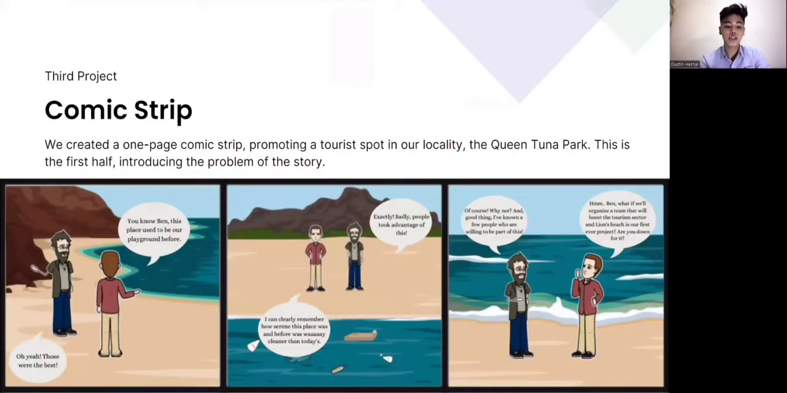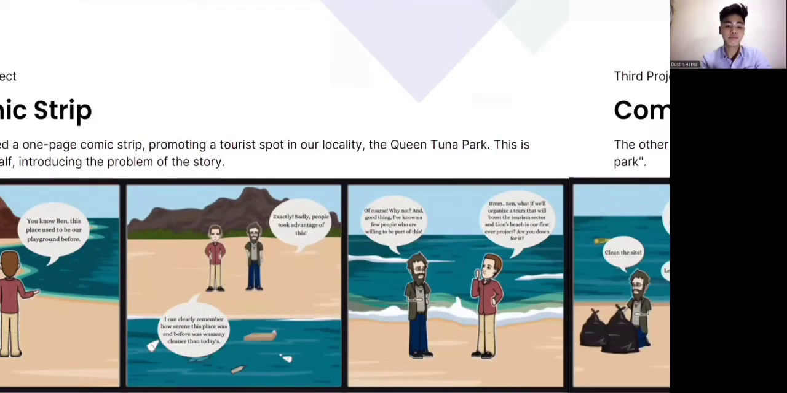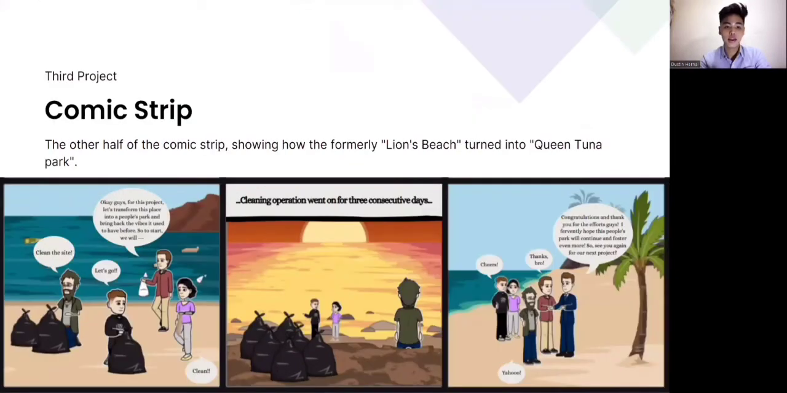The third project is a comic strip. We created a one-page comic strip promoting a tourist spot in our locality, a park. This is the first half, introducing the problem of the story. This is the other half of the comic strip, showing how the formerly Lion's Beach turned into Queen Tuna Park.